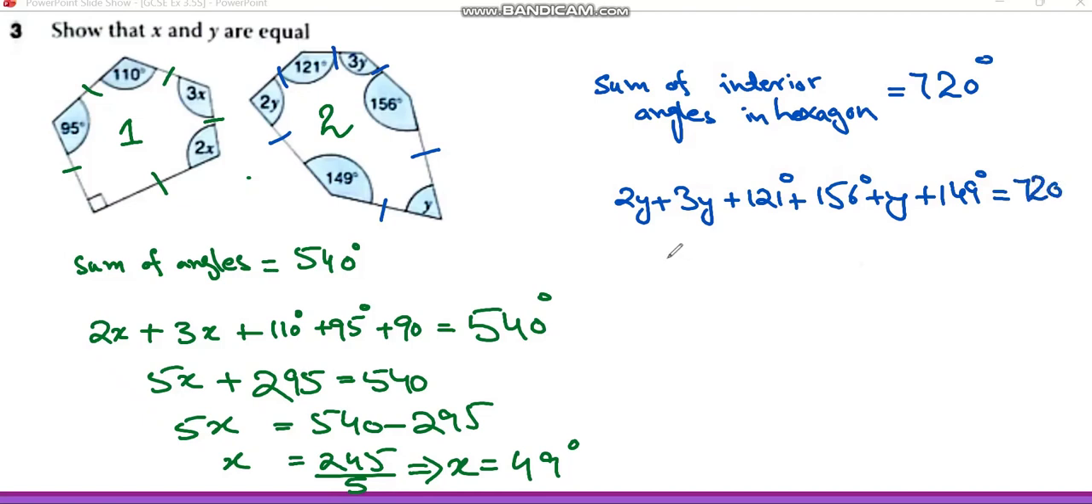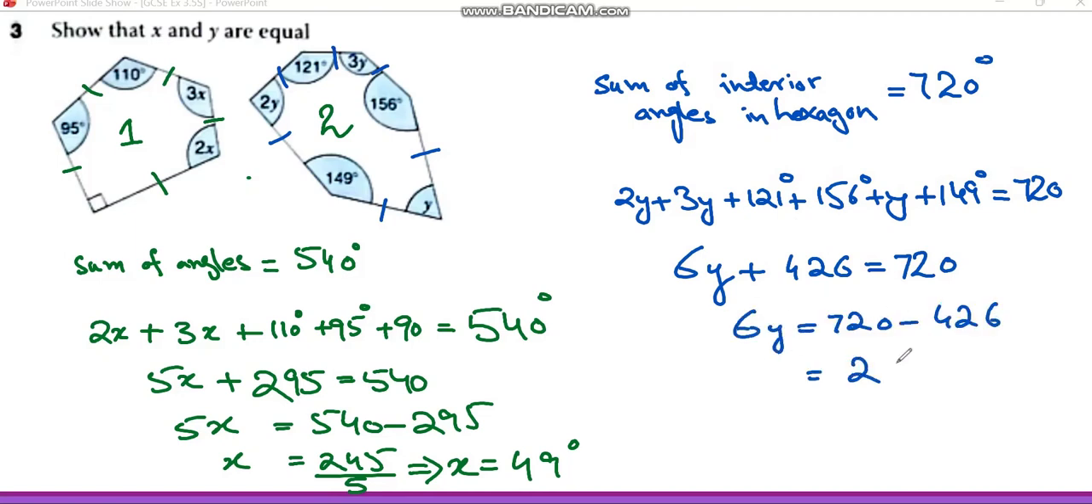By adding the like terms, it will be 6y, and when we add the constants, we get 426. So we can subtract 426 from the other side, and that will be 294. Now we need to divide both sides by 6, and that is 49 degrees.